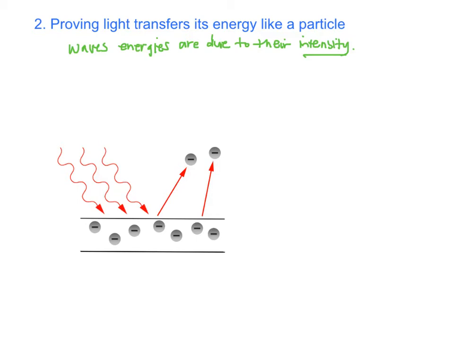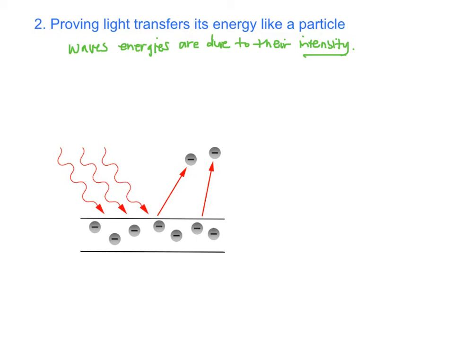So if you think about water waves, and you're sitting on a pier and along comes a big wave of water, the taller the wave of water, the more energy it's going to have, the more intensity it's going to have, and it's going to knock you off the pier. And the same would be true with light.